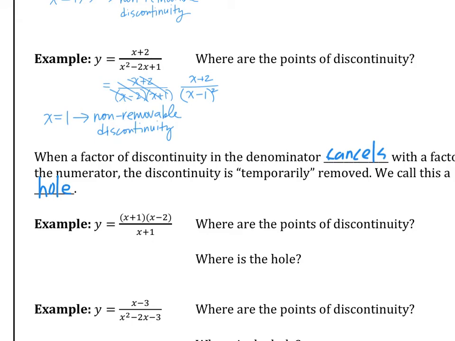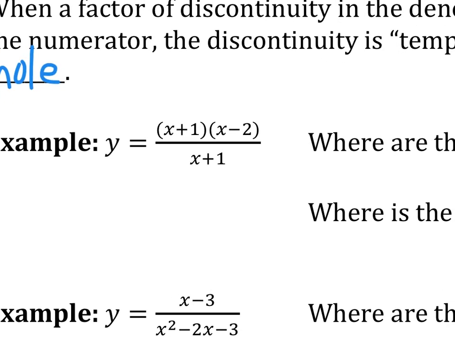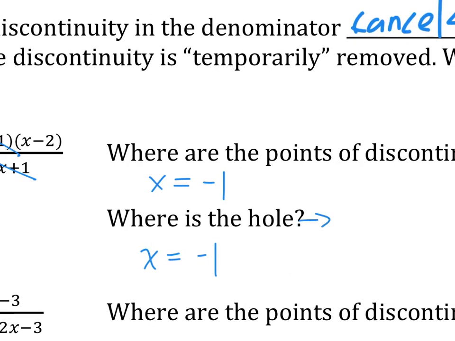All right, so let's go ahead and look at this question. Where are the points of discontinuity? X equals -1. Yeah, -1. Where is the hole? Well, which factor cancels with the numerator? Okay, so where's the hole? X equals -1. So this is called a removable discontinuity.